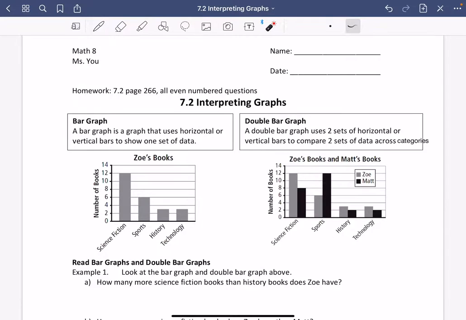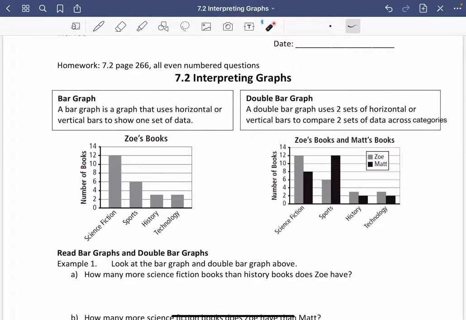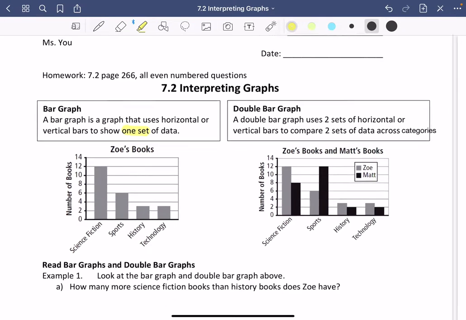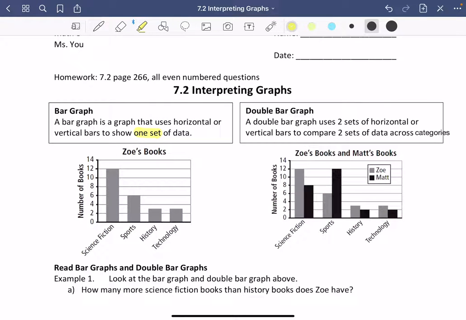Okay. So the first type of graph that we're going to talk about is the bar graph. We have two types of bar graphs. The first one is a bar graph, and then we have double bar graphs. A bar graph is a graph that uses horizontal or vertical bars to show one set of data. And the double bar graph uses two sets of horizontal or vertical bars to compare two sets of data.